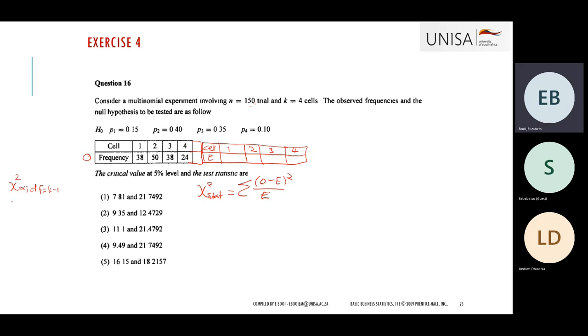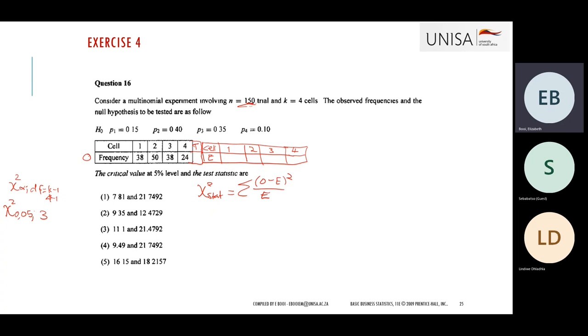And what did they give? Alpha, 0.05. And K minus 1 is 4 minus 1, which equals 3. You go find that critical value. And here you need to calculate the total by adding all of them: 38 + 50 + 38 + 24 = 150, yes.